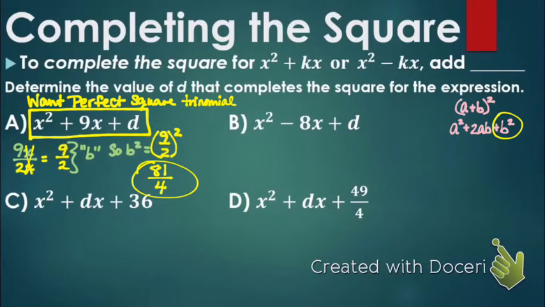I want you guys to try that on part B up there. Figure out what value could go in the place where that letter D is so that we would have a perfect square trinomial.